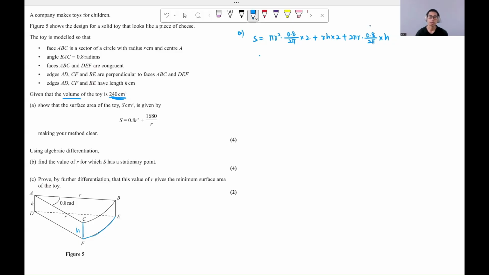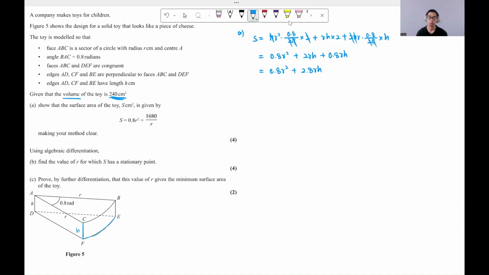All right, then simplify this. We have pi over pi cancelled, and then 2 over 2 cancelled. That'll be 0.8 r squared left. And then the second one is 2rh. And then the last one, 2 pi over 2 pi cancelled, so just 0.8 rh. And if we add them, 0.8 r squared plus 2 plus 0.8 is just 2.8 rh. So that would be the final expression, but they want it in terms of r, no h.